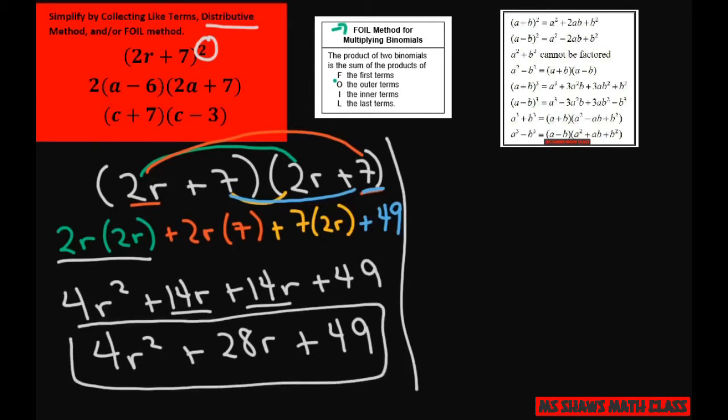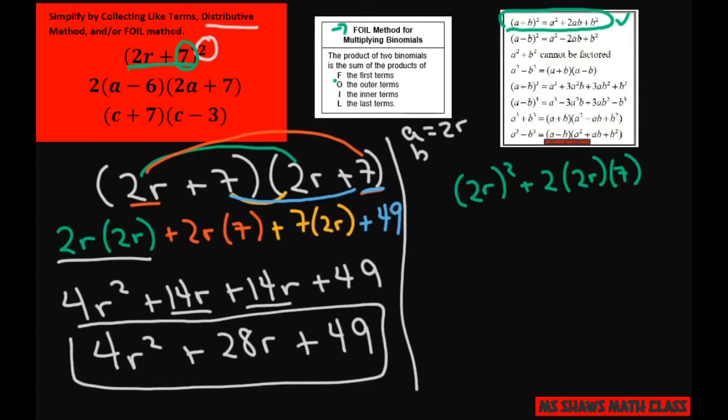Now, another thing you need to know is when you have something that has this form, you could use this formula, and our a is 2r. So we take our a and square it, plus 2ab. So your a is 2r, and your b is 7. So maybe I should write that down. a is 2r and b is 7, and you just fill it in the formula.